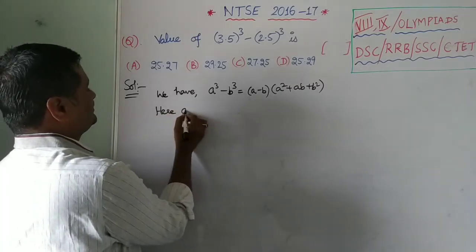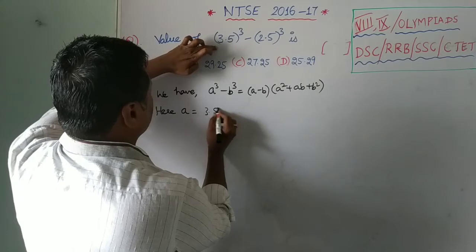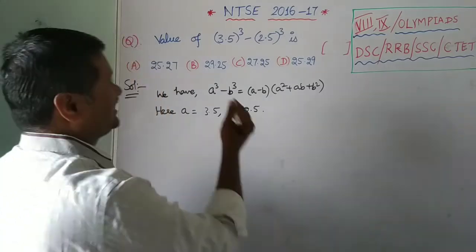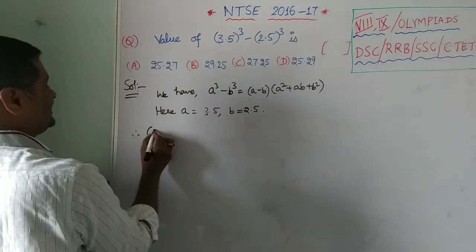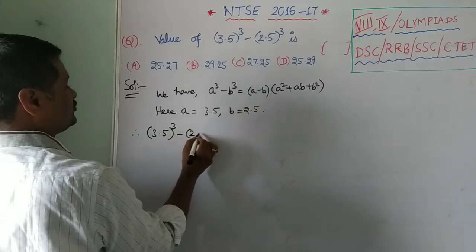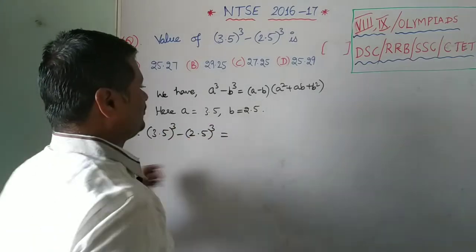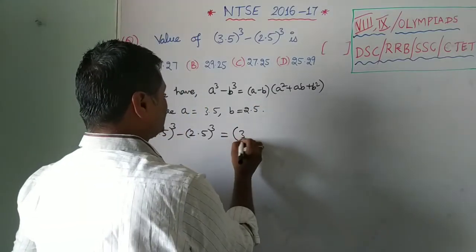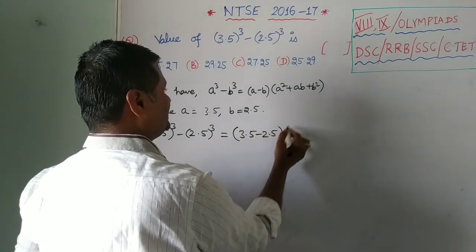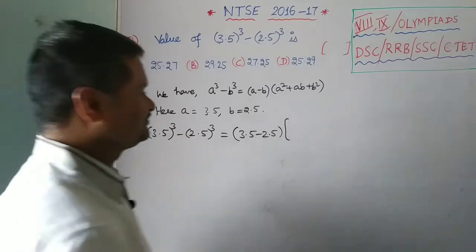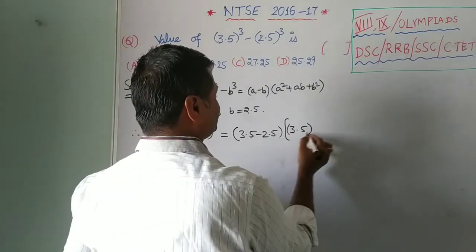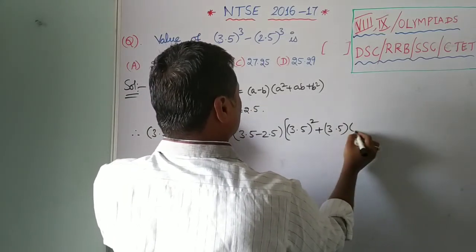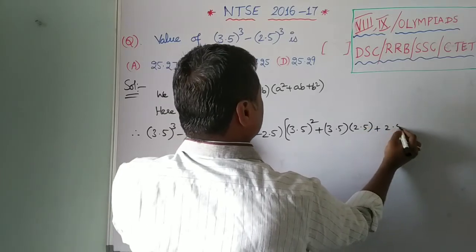Here a is nothing but 3.5 and b is nothing but 2.5. Now we will get the value of this. Therefore, 3.5 whole cube minus 2.5 whole cube. What is our formula here? a minus b into a square plus ab plus b square. So 3.5 minus 2.5 into 3.5 square plus ab, 3.5 into 2.5, plus 2.5 square.